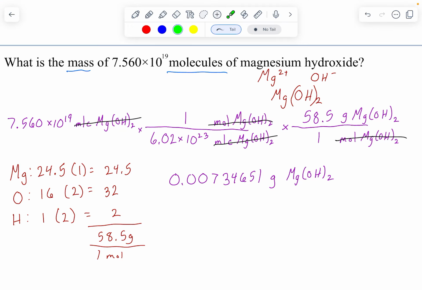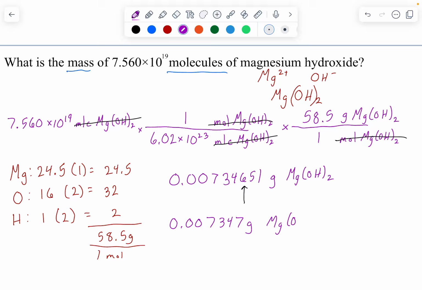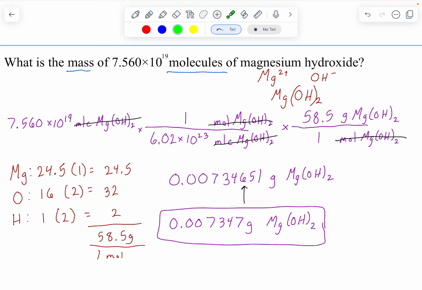So my first sig fig is the 7, the second's the 3, third is the 4, so the 6 is the 4th sig fig. So we're going to have 0.00, remember those are not significant, 734. Now the digit past the 6 rounds it up to a 7 grams of magnesium hydroxide. So that is the mass of magnesium hydroxide that would be in this many molecules of that compound.